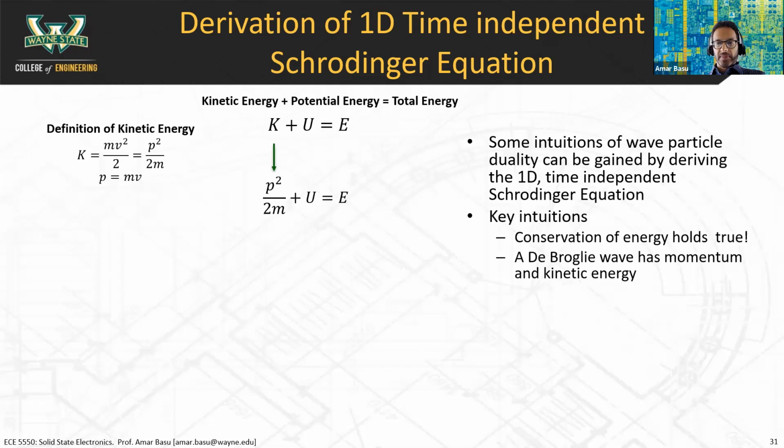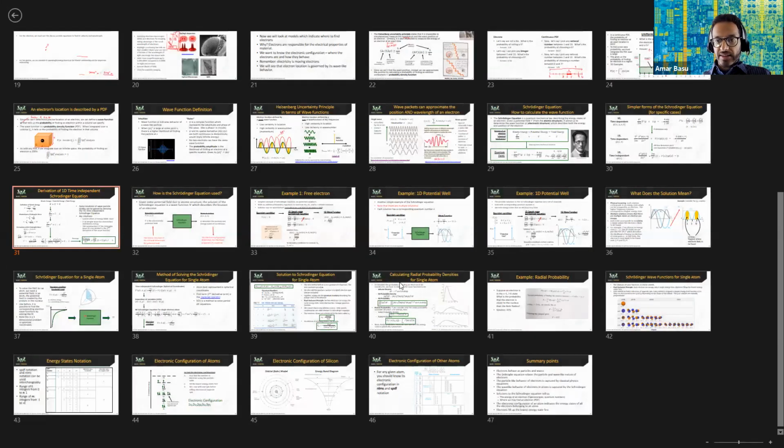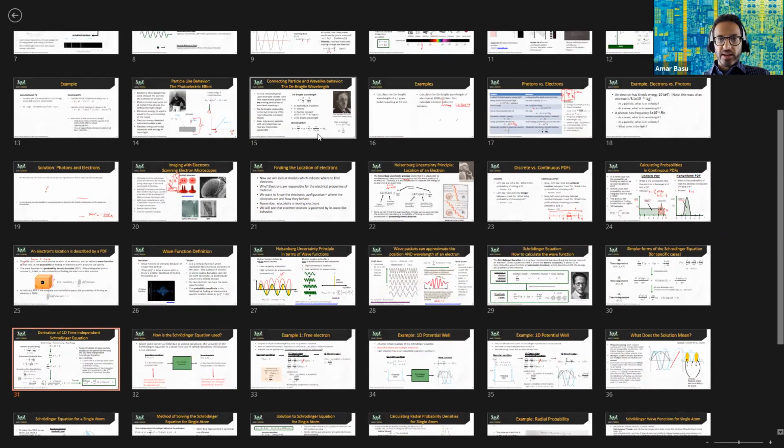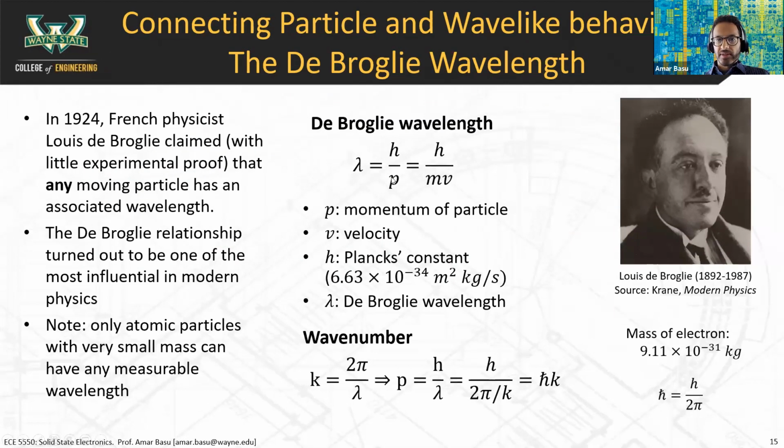Now the next step is incorporating the de Broglie equation. Right now we have an equation that essentially just describes a particle. But now we're going to say, hey, this particle has a de Broglie wavelength associated with it, so it can be described by some kind of sinusoidal function that has a wavelength. Just to remind everyone, the de Broglie equation relates momentum to wavelength.